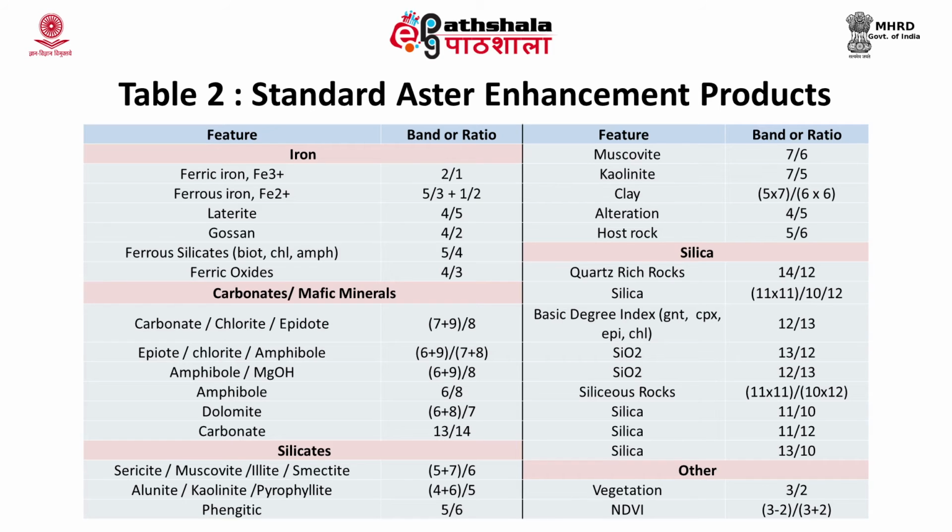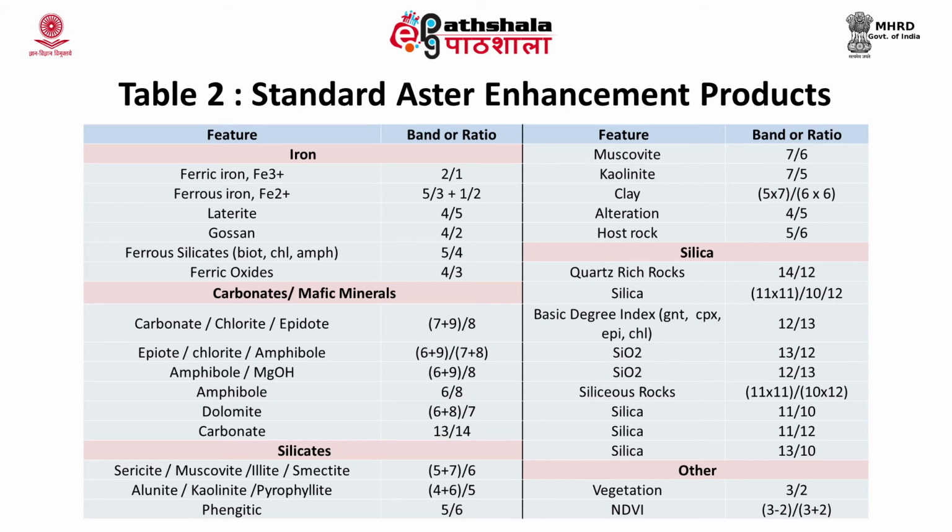Gossan is a cap rock which can indicate what kind of mineral deposit is present below that particular area. For gossan identification we can use 4 by 2. If you have ferrous silicate, for example biotite, chlorite, amphibole, we can go for 5 by 4, that is band 5 by band 4. If you have ferric oxide, then you can go for 4 by 3.